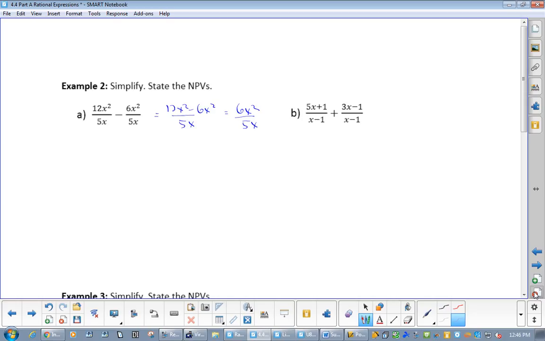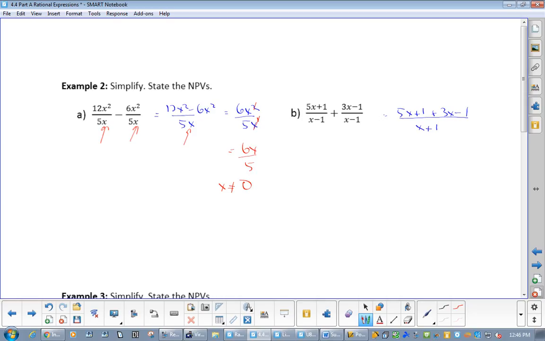Now, what have we always done at the end? Reduce. Can you reduce here? There's a 1. So the x's I can. So that would be 6x over 5. x cannot equal 0. 0 would be bad there, there, and there. Okay, now B is another example of, hey, the denominator is the same. So we can write them both over.